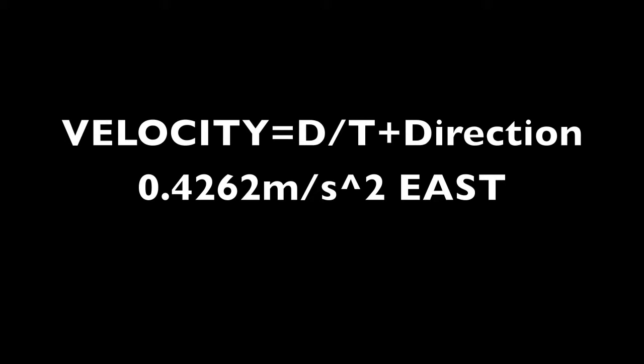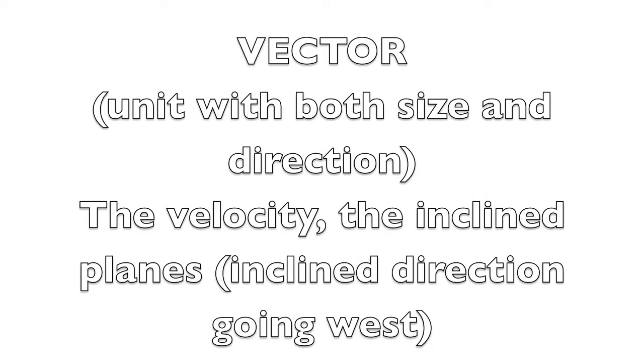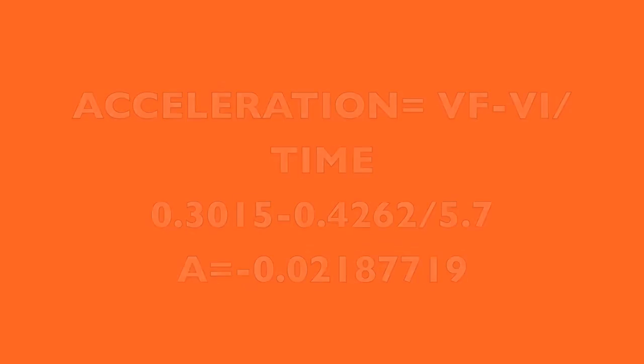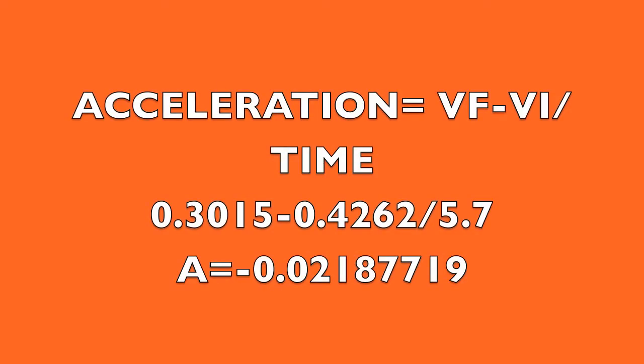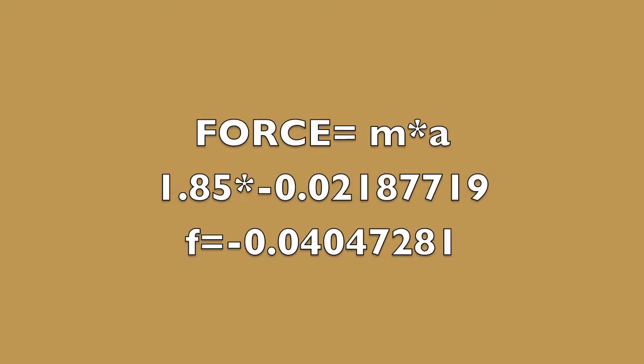Velocity would end up 0.4262, which is distance divided by time plus direction, which is east. Vectors found in this have both size and direction; they would be the velocity and the inclined planes, which have an inclined direction going west. The acceleration would be negative 0.0218, by the final velocity minus the initial velocity over time. The force, which is mass times acceleration, would end up at negative 0.0404.